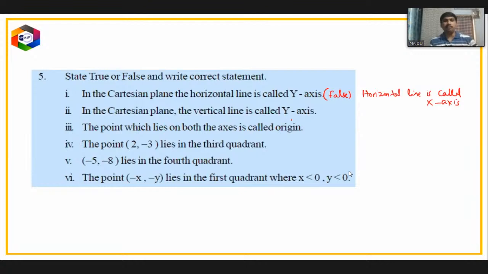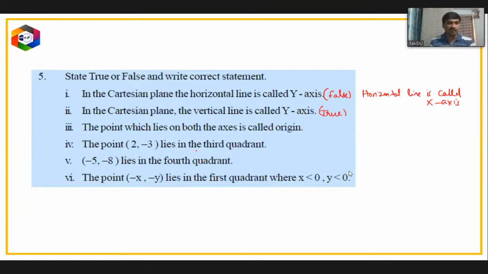Now come to the second one. In the Cartesian plane, the vertical line is called. What is the vertical line? Yes, it is the y-axis, and it is the correct answer. So the answer is y-axis. So it is true. No need of writing the statement again.